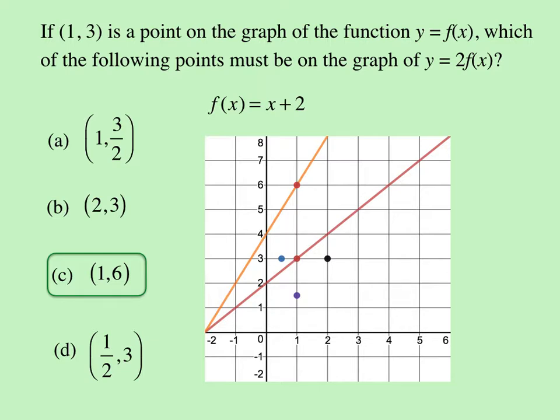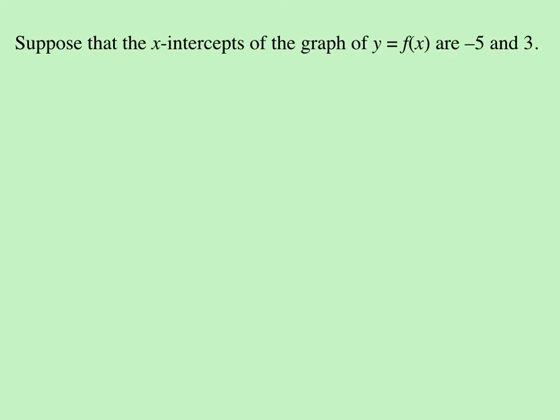And you can see, looking at the symbols of the equation, if (1, 3) lies on the original curve, and then I'm saying the new curve should have a y value that's twice as big as the original, I think you'd agree that it would make sense why (1, 6) would lie on the graph of y equals 2 f of x. So now we'll look at another example.